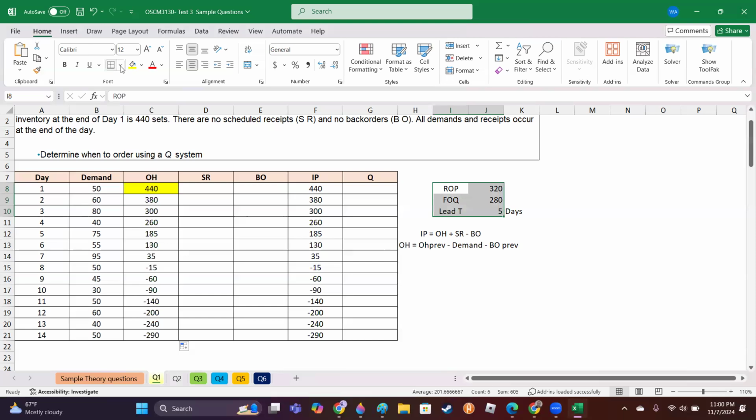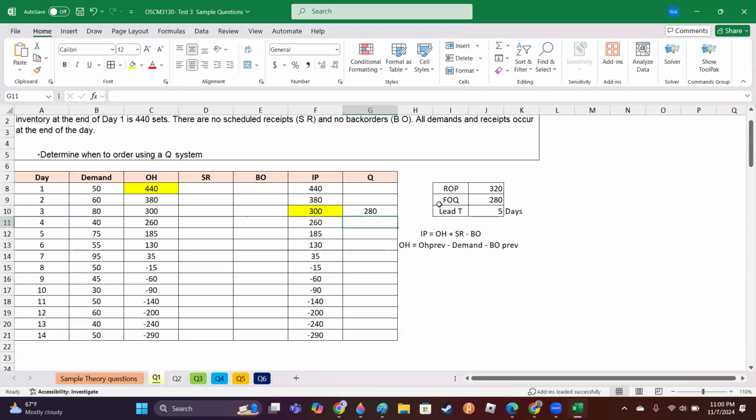Okay, so with that in mind, I have to go down and check my inventory position. Where do we first of all drop to? Either 320 or less. That's going to be right here on day 3. And because we drop below 320, we need to place an order for 280 units of inventory.